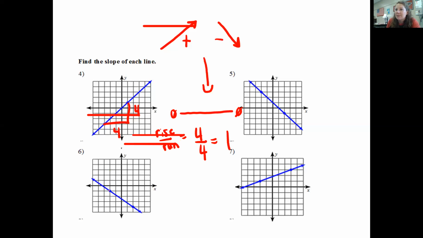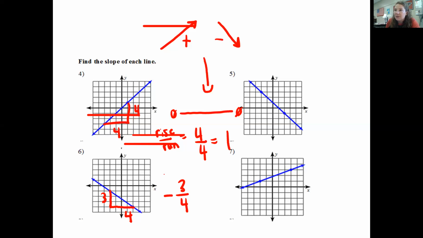All right, let's look at number 6 down here. We're going to make our right triangle. How tall is it? It's 1, 2, 3 units tall. The width at the bottom is 1, 2, 3, 4. So rise goes on top, rise over run. So our slope is 3 over 4. And then glance back at it. Is it going up and to the right or down and to the right? Well, down and to the right, which means it has a negative slope of 3 over 4.